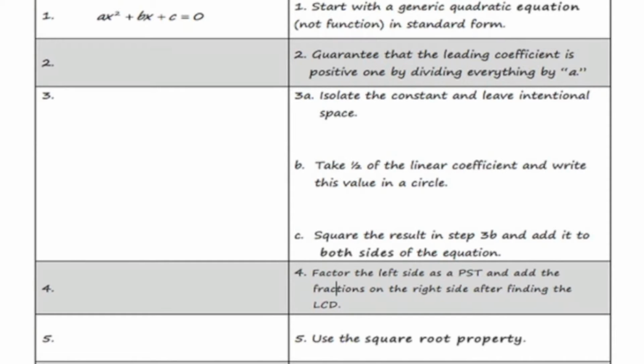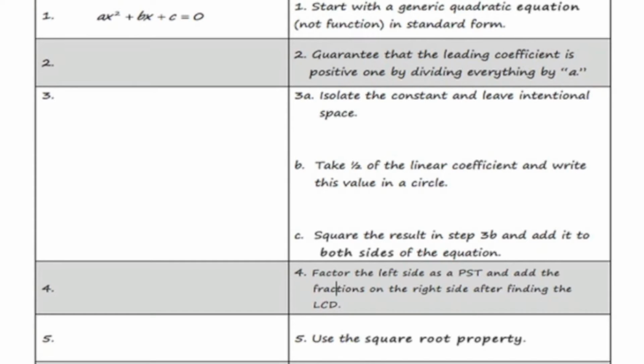We start with a generic quadratic equation, ax squared plus bx plus c equals 0. And you'll notice that I set this derivation up like a two-column proof from geometry, where all the steps are going to be on the left side and all the justifications for those steps are going to be on the right side. So in step 1 we have ax squared plus bx plus c equals 0. Just a garden variety quadratic equation.